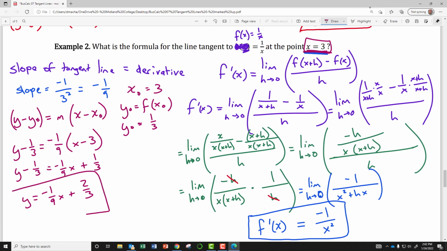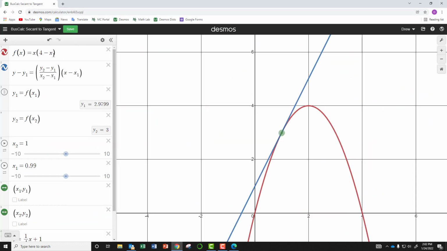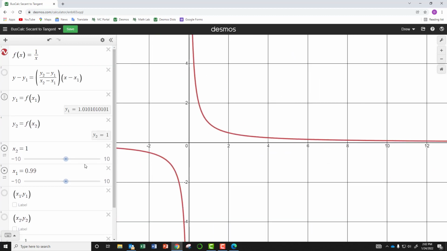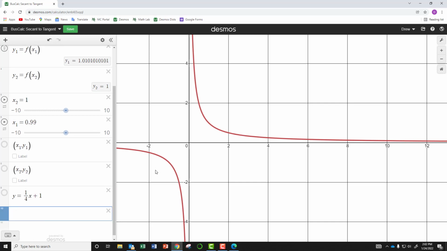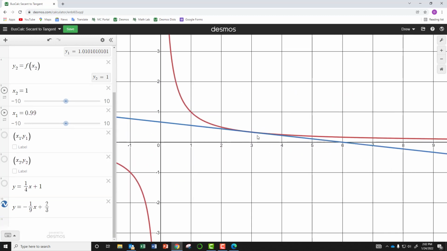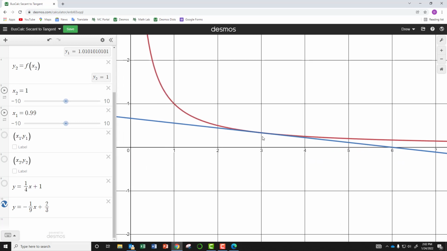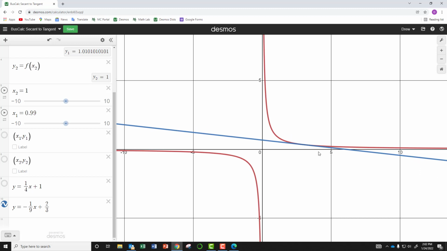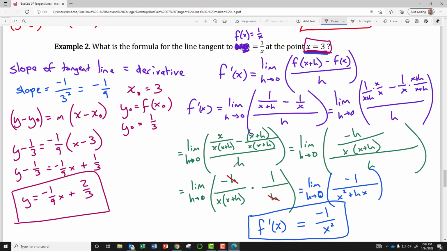And again, what we're going to do is use Desmos to check our answer and make sure that for the reciprocal function, the tangent line at x equals 3 is given by this right here. So for the reciprocal function 1 over x, I want the tangent line at x equals 3 to be negative 1 over 9 times x plus 2/3. And sure enough, when x is equal to 3, you can see that this blue line is tangent to this red curve. So we did our math correctly there.